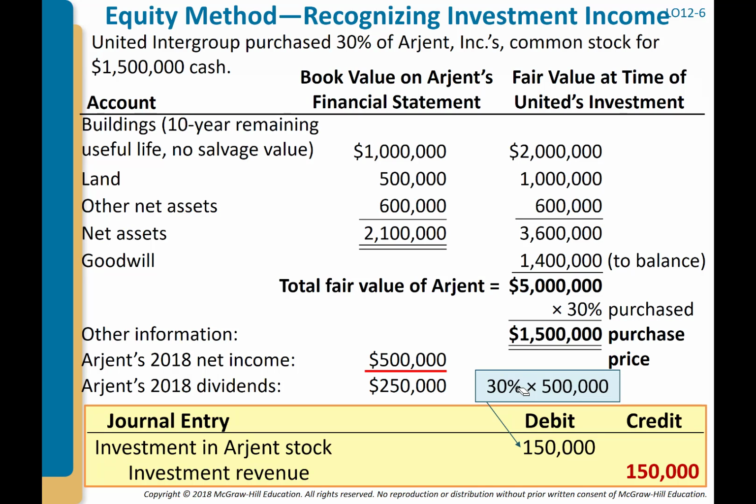Then we take the 500,000, which is the other information, the investee's net income, was 500,000. Okay, and we take our share. If the investee had 500,000, we own 30%. We're using the equity method. We have significant influence, right? 30% of that stock. And so we debit the investment account and we credit investment revenue for our share of their income, right?